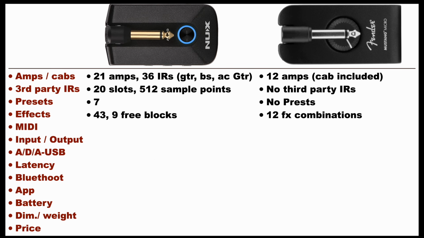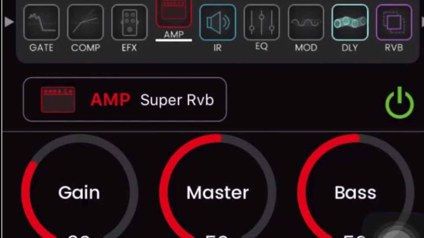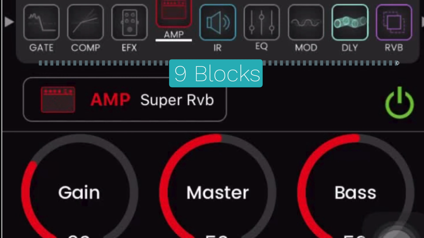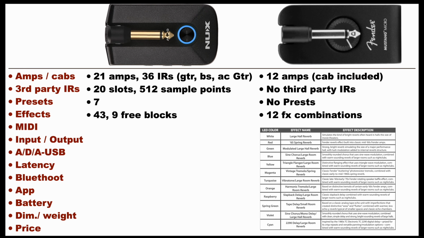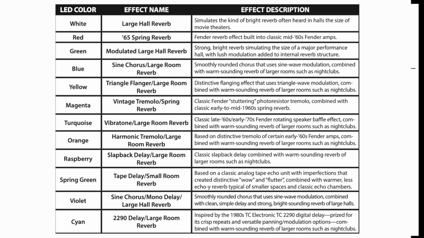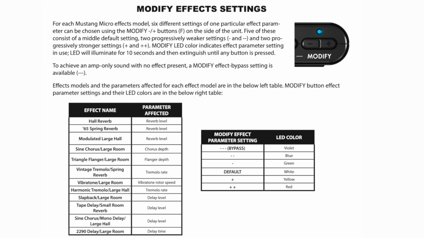The effects available in the NUX are 43, that you can arrange in whatever position you want in a signal chain composed of 9 blocks, whereas the Mustang Micro offers 12 fixed combinations of effects, with some tweakability. I mean, for each Mustang Micro effect model, 6 different settings of one particular effect parameter can be chosen using the Modify minus and plus buttons, located on the side of the unit.